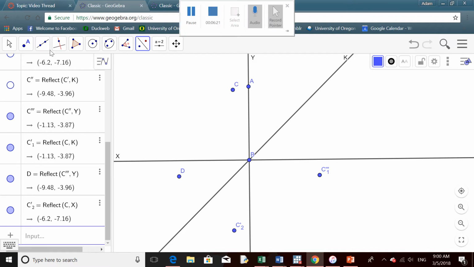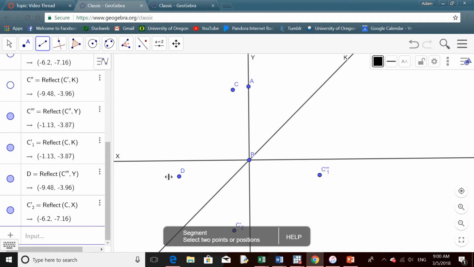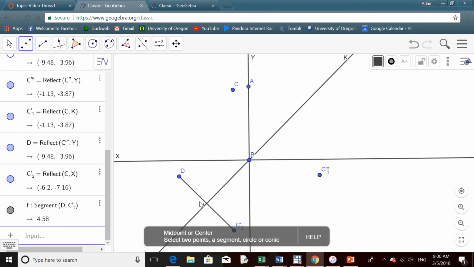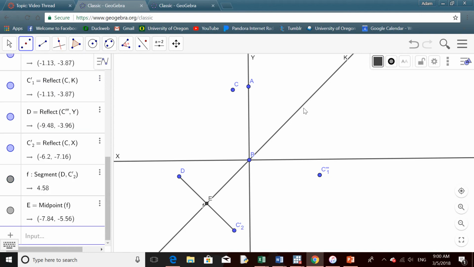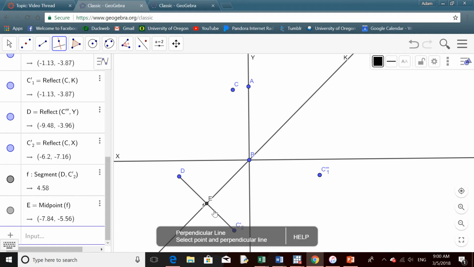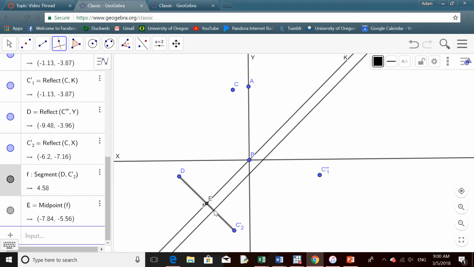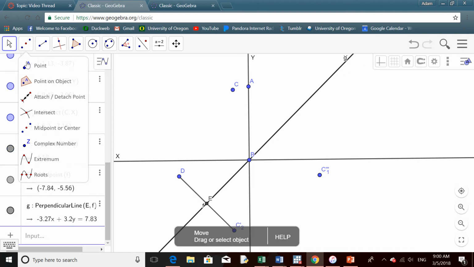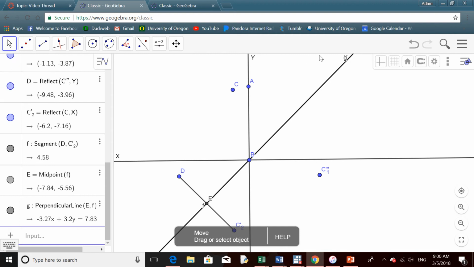Lo and behold, if we connect D with C'2, we see that yes, in fact, if we take the midpoint of this line, it intersects with the line K, and if we take the perpendicular line to D C2 prime through F, it is in fact equivalent to K.